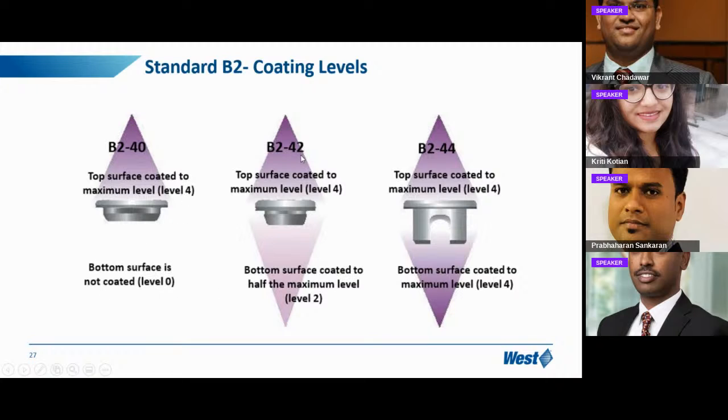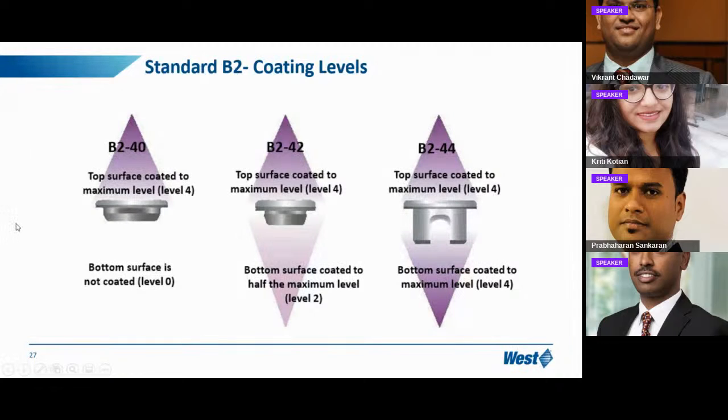In case of B2 4-2, there is a full coating on the top but a half coating on the bottom. That's the reason the numbering is B2 4-2. And in case of B2 4-4, the top surface is coated to the maximum level. So there is a level 4 coating on top and also a level 4 coating on the bottom. That's the reason the nomenclature is B2 4-4. So these are the different versions we provide of this rubber stopper: B240, B242 and B244.